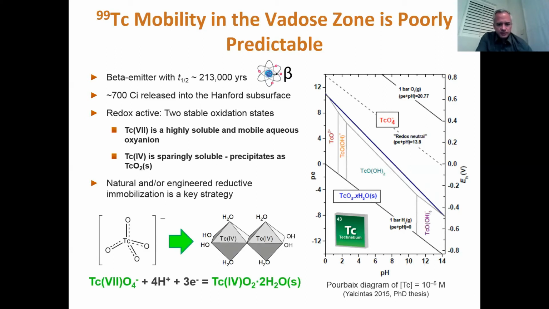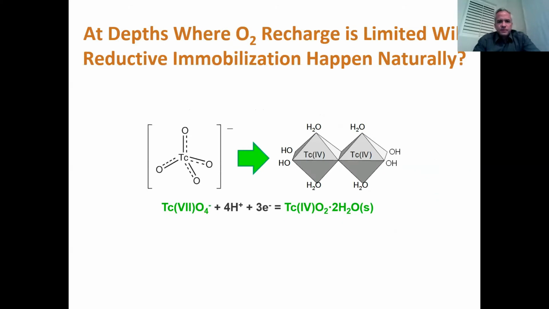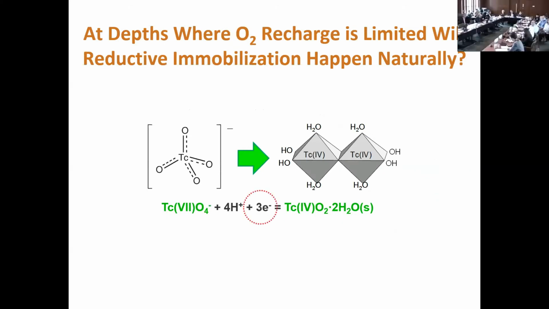And that is one reductive immobilization strategy: to try and reduce technetium from 7+ to 4+. So yeah, the major issue with the Hanford subsurface and technetium is to figure out whether or not this reaction will go spontaneously as the technetium in the oxyanion state makes its way to depth. And so the question is, can we get it to reduce in the Hanford subsurface naturally? Do you get deep enough so that oxygen supply is limited to allow the system to evolve towards more reducing conditions, which can supply electrons to reduce technetium?